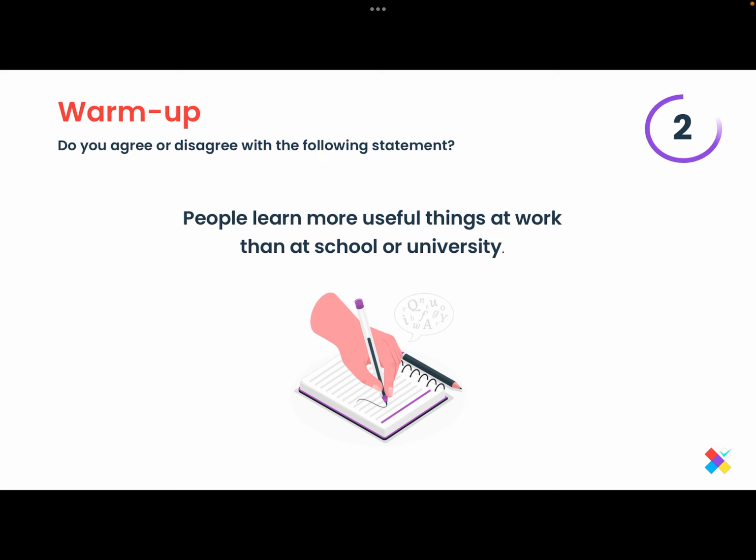For the beginning, I've got a little warm up. I want you to have a look at this statement over here. People learn more useful things at work than at school or university. What do you think about that? Do you agree or disagree with the following statement? I'm going to give you 3 minutes for this activity. If you have a study buddy, you can work together. But remember, you have to bring arguments against or for, whether you agree or disagree. So 3 minutes for this one.